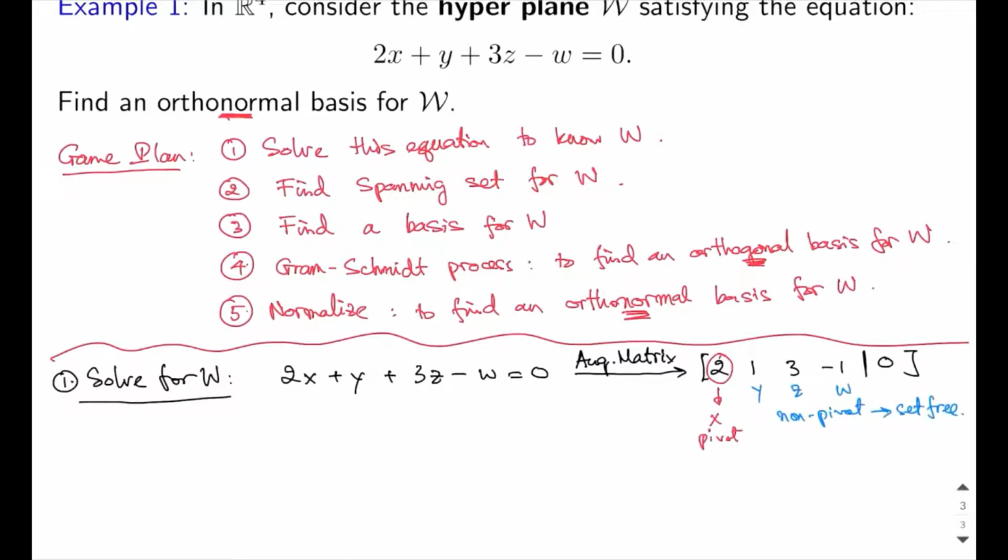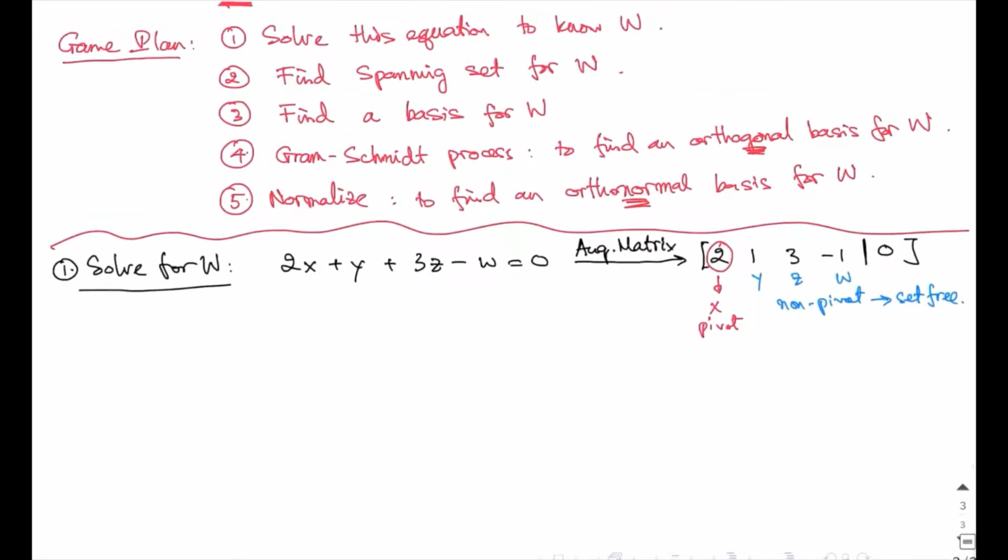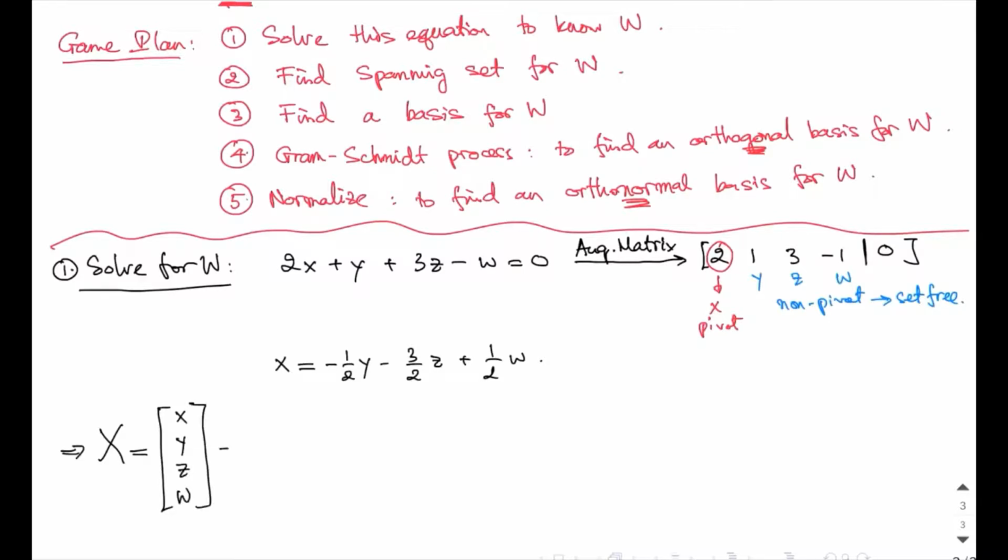Right? After you set them free, then you can compute the pivot variable based on the non-pivot variables. In this case, the pivot variable is -1/2 y minus 3/2 z plus 1/2 w. So that means all solutions x for the equation will be of the form (-1/2 y minus 3/2 z plus 1/2 w, y, z, w).